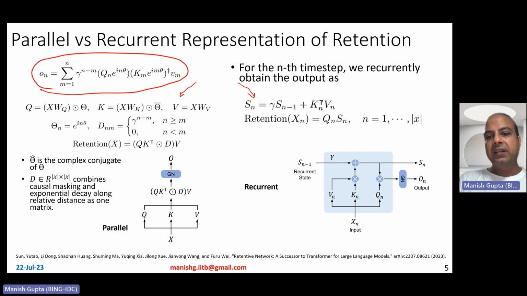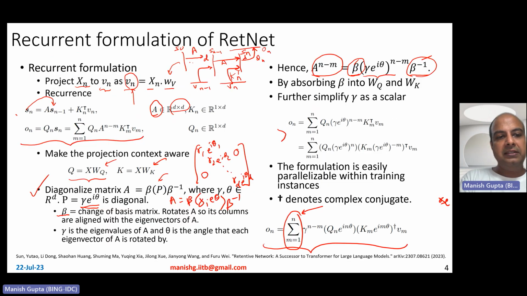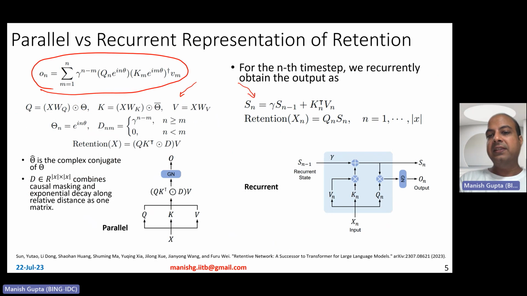Recurrent form is easy. In the recurrent form, we were doing this: Sn equal to A times Sn minus 1 plus K times K transpose Vn. The same thing is written here in matrix form: Sn is equal to gamma times Sn minus 1 plus Kn times Vn. Then retention is you take this Sn and multiply by Qn, and that's your output of the retention layer. That's the recurrent form of doing it.